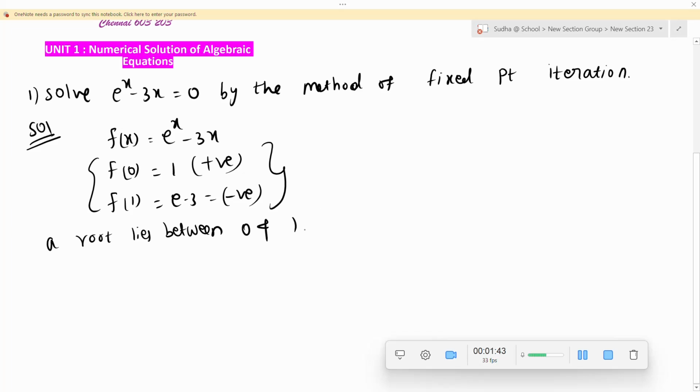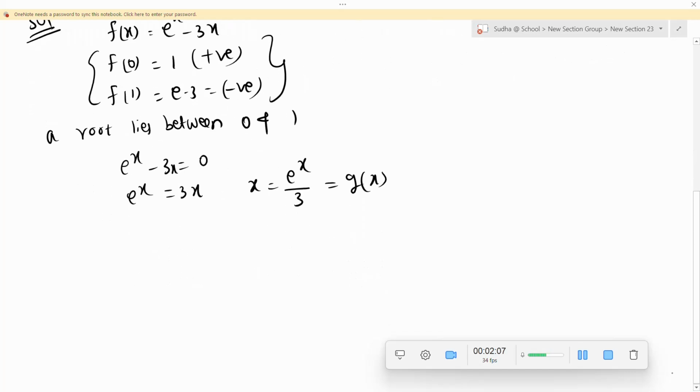The given equation may be written as e power x minus 3x equal to 0. So e power x equal to 3x. This we will write as x equal to e power x divided by 3, which is g of x. So g of x equal to 1 by 3 e power x.